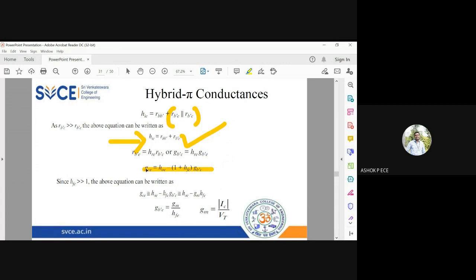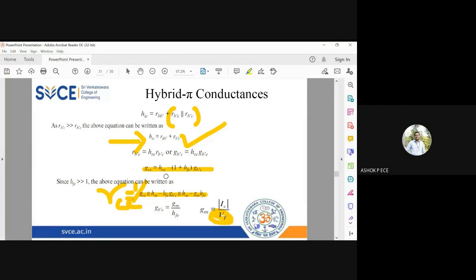Okay, so GCE is going to be the conductance between collector and emitter, and the value of GCE is given here. And if you do 1 by GCE, you will be getting the value of RCE. Resistance is 1 by conductance. And GB'E is GM by HFE, and GM is IC by VT. And you know VT is the thermal voltage.